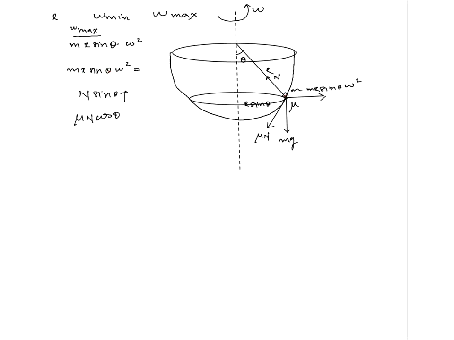Then vertical, n cos theta will balance mu n sin theta plus mg. That's it, two equations. You don't want normal reaction and you want omega. Theta is given. I don't think that should be a problem. Two equations, get rid of n and find out omega. Can you do that? Answer is big, so I'm writing it on the board.